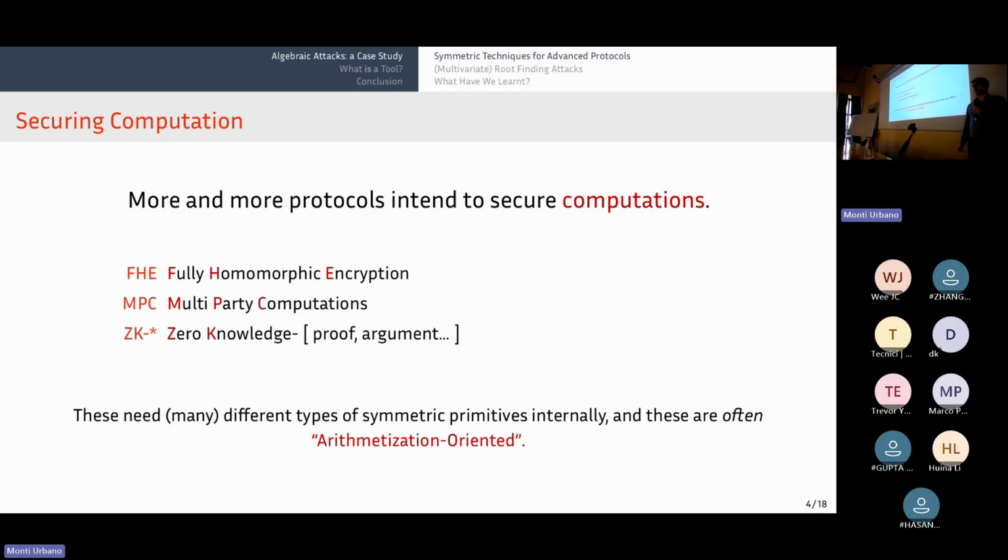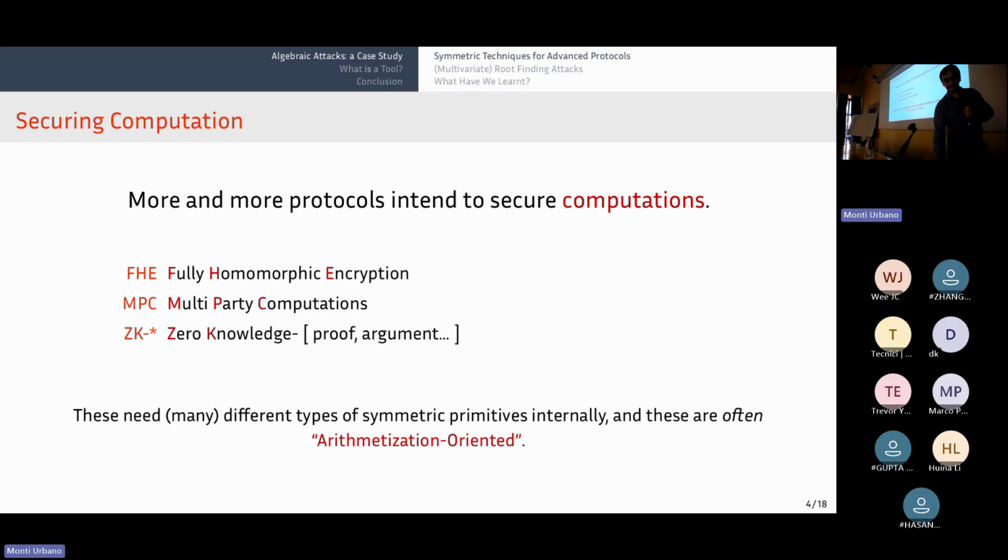The symmetric primitives that are going to be intended to play well with these protocols are often called arithmetization oriented, and they are all lumped together in this big category. Kind of yes and kind of no. So all these protocols, first, there are families of protocols that have different instantiations, and each of them might need a specific type of symmetric crypto that plays well with this specific protocol. But it is true that often they are arithmetization oriented.